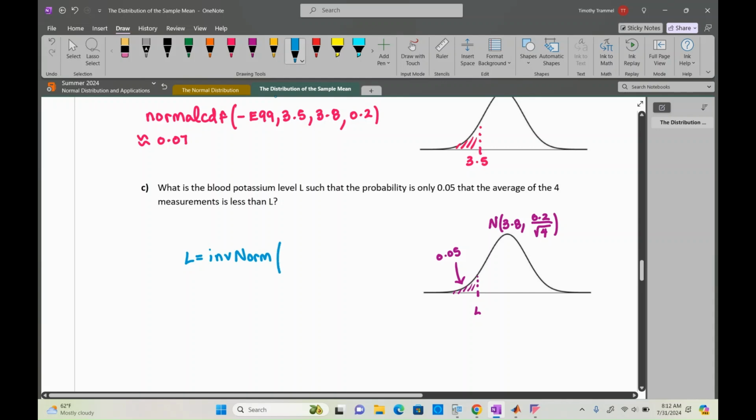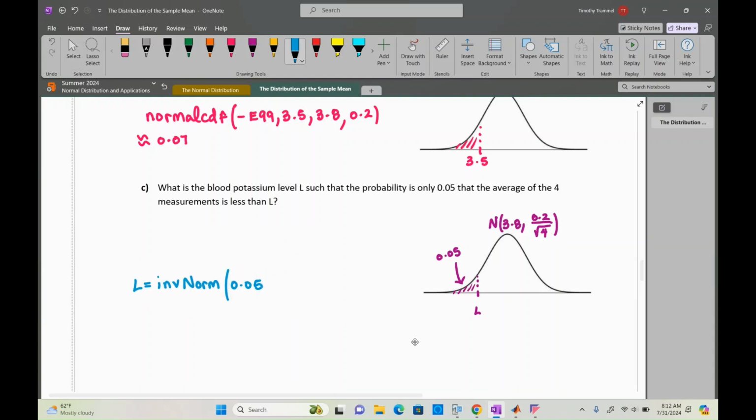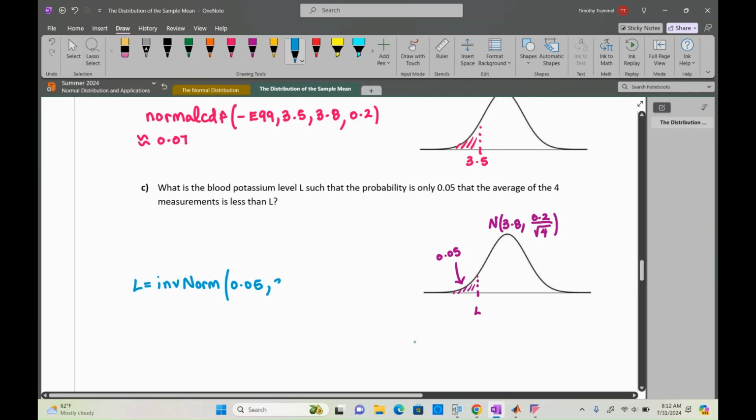Now remember, with inverse norm, I want to enter the area to the left first. Now this is perfect because the area I'm given is the area to the left, so we don't have to do anything tricky here. I'm going to scoot this over a little more. There we go. Now the nice thing about inverse norm is the only other 2 things I have to type in are the mean and the standard deviation, and then we can get this in the calculator.